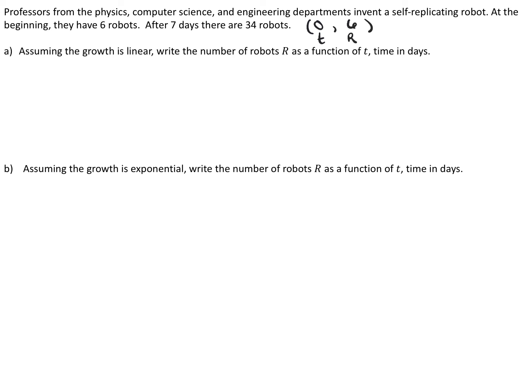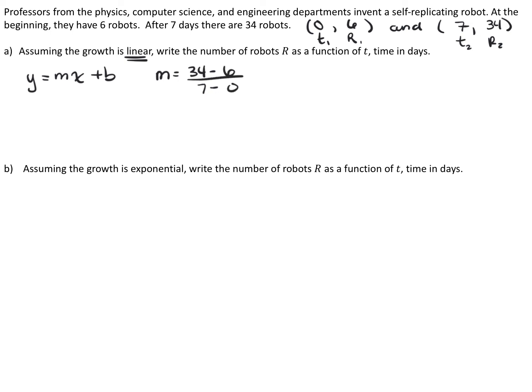And so I'll call R the number of robots. And then after 7 days, we'll call this T sub 1 and R sub 1, T sub 2, and R sub 2. So after 7 days, there are 34 robots. Okay, assume that there is linear growth. So linear means I'm looking for some y is equal to some mx plus b, where m is the slope. So the first thing I need to do here is calculate the slope. So the slope here is going to be 34 minus 6 over 7 minus 0. That gives us a slope of 4.